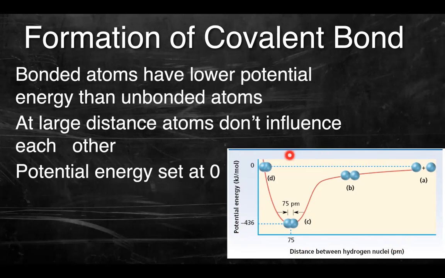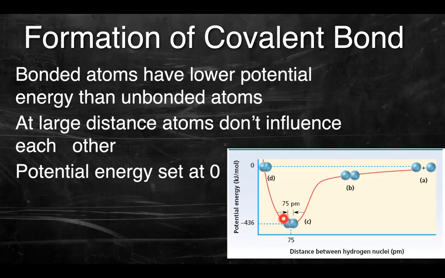So here you can see the potential energy is set at 0 when they don't influence each other. But as they get closer together, you see what happens to the potential energy. It decreases greatly until you reach the lowest potential energy. This is where the bond is formed. Now, the distance here, 75 picometers, that is what's called the bond length, which I'll talk about a bit later. And then you can see here, the potential energy is minus 436.